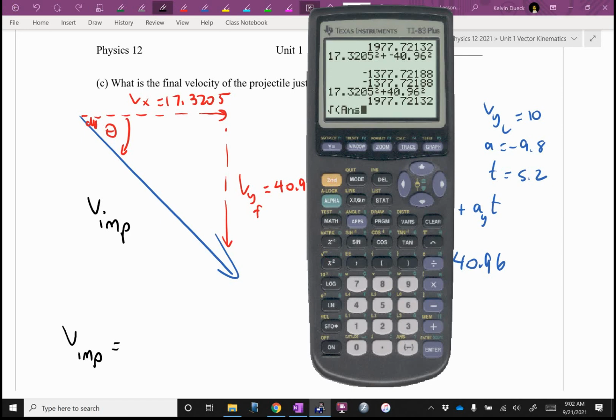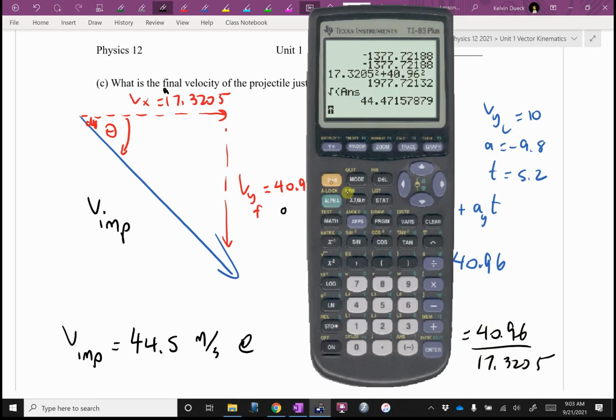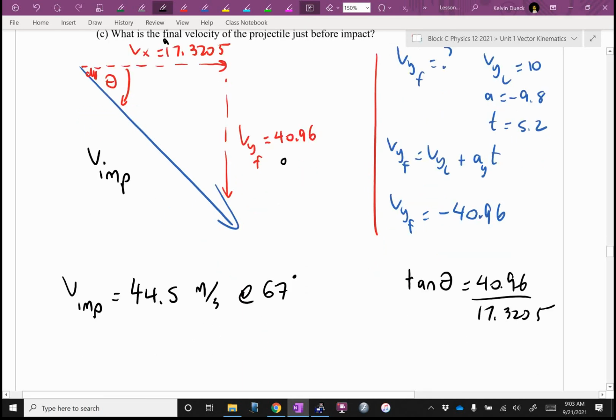Square root. I get a magnitude of 44.5. And opposite adjacent, tan theta is 40.96 divided by 17.3205. And I get 67 degrees. How would I say this? Below the horizontal.